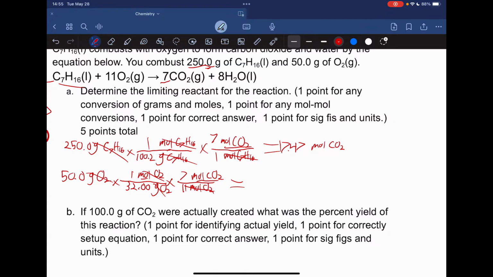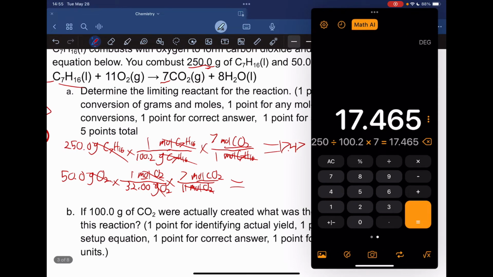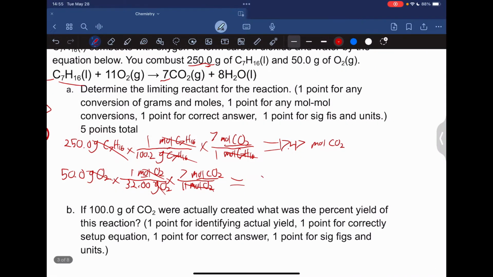And we're going to do the same thing with the other one. So we have 50 divided by 32, and then multiply by 7, and then divide by 11 equals 0.994. That's 3 sig figs. We want 3 sig figs, so that works. 0.994. And that is, again, moles of CO2.